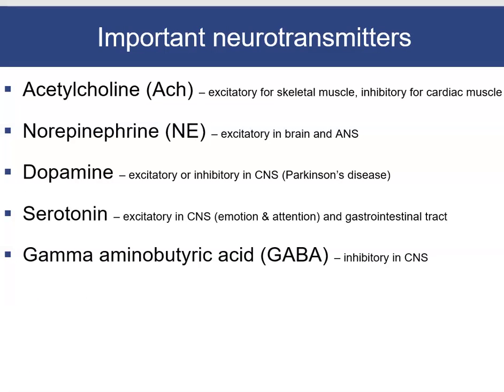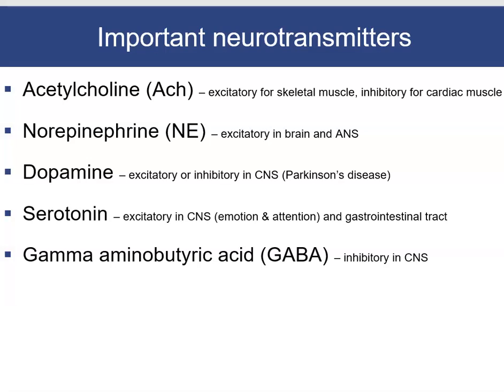Now let's look at some other important neurotransmitters. Yes, we've looked at acetylcholine, and we know it is excitatory when it binds to receptors on our skeletal muscles, but it is inhibitory when it binds to the cardiac muscle. Norepinephrine is excitatory in both the brain and the autonomic nervous system. Dopamine can be either excitatory or inhibitory. For example, it has inhibitory effects that play a role in the control of our movements. Parkinson's disease has been linked to a decrease in dopamine levels.